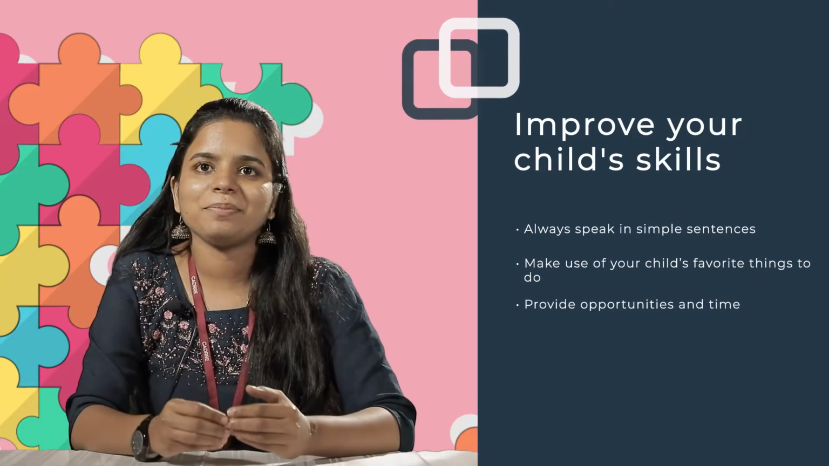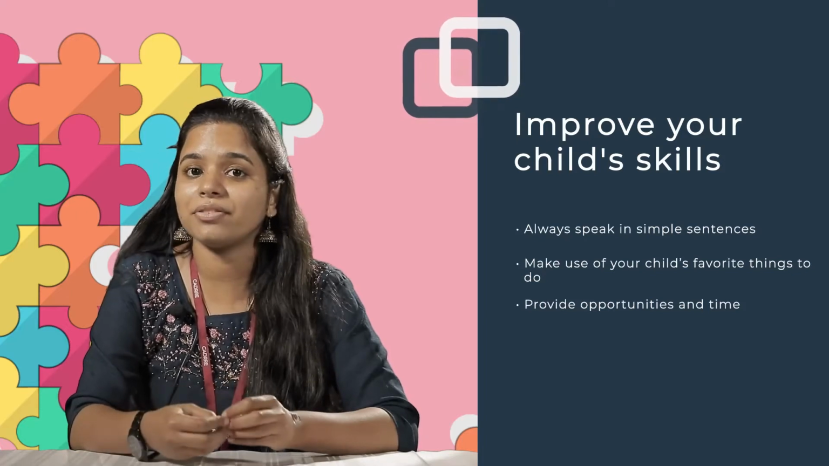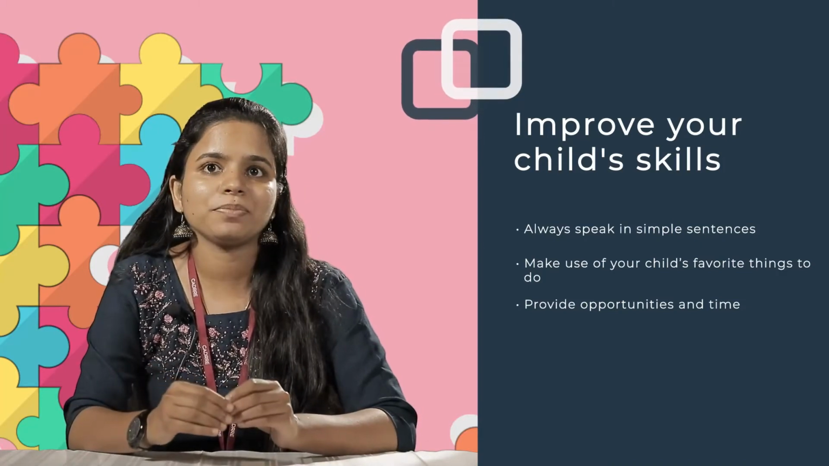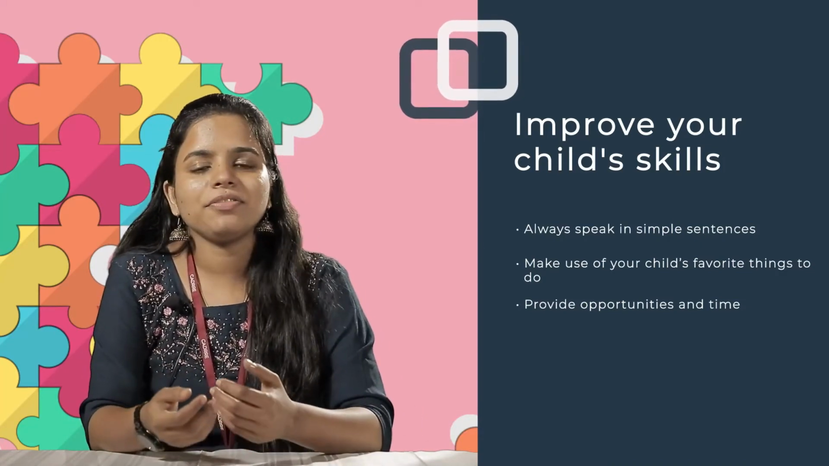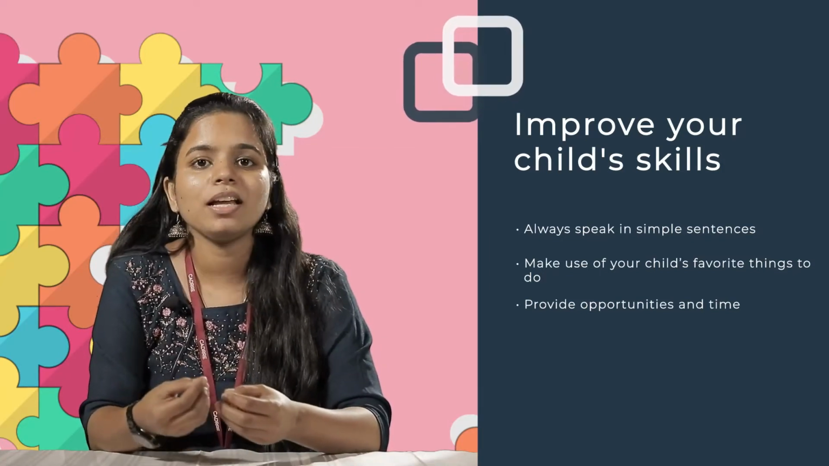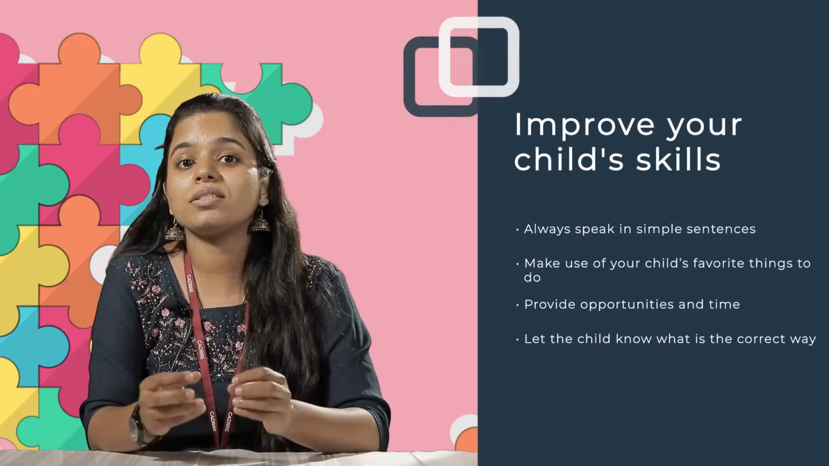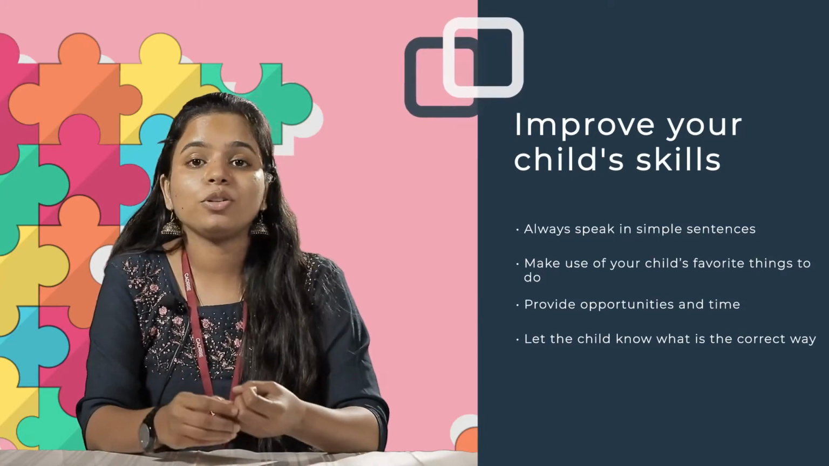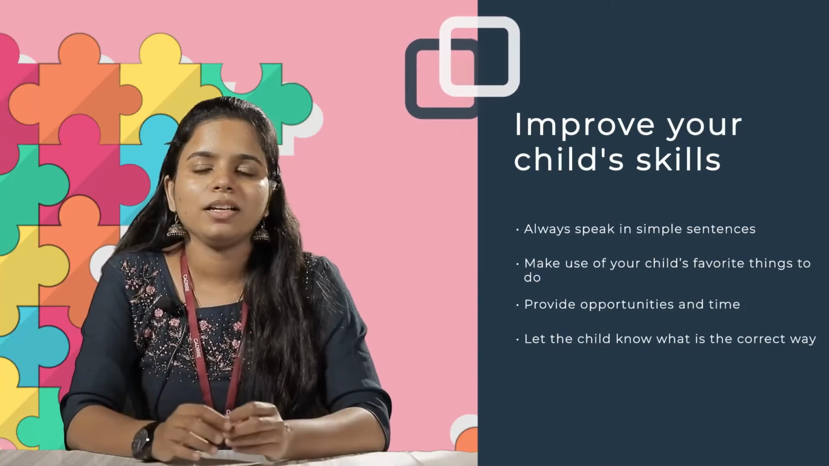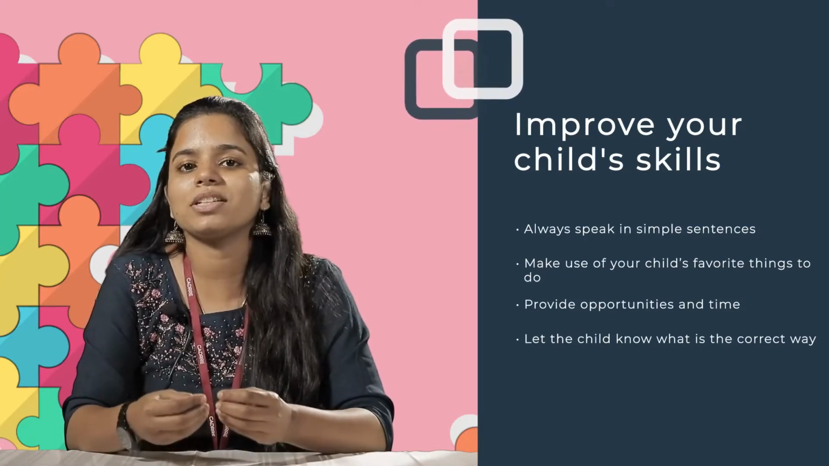Provide opportunities and time. Children communicate when they need something. So create opportunity for the child to request his favorite things by keeping it out of reach of the child, but the child should be able to see them. When the child requests, first give the item in small portions so that the child gets the opportunity to repeat requesting, and also provide time for the child to respond. Always let the child know what is the correct way of making a sound, what words to use, how to put the words together, and how to take turns while talking. If your child is making a mistake, instead of correcting the child, you can speak the correct way so that the child can watch and learn.